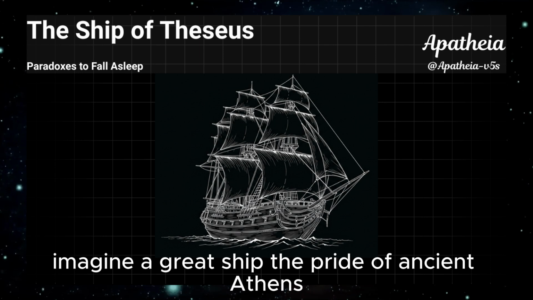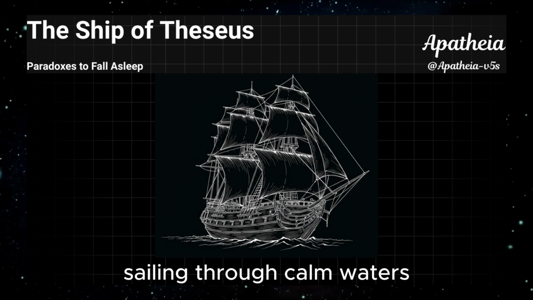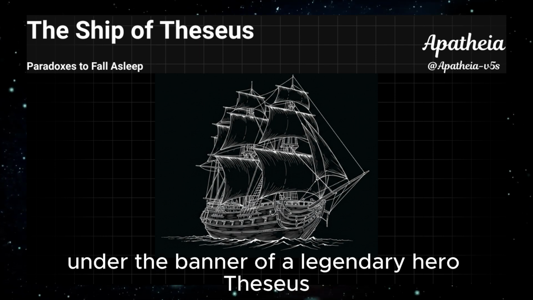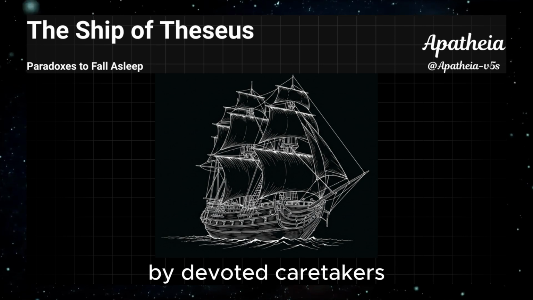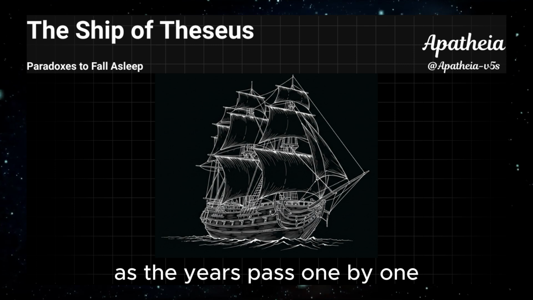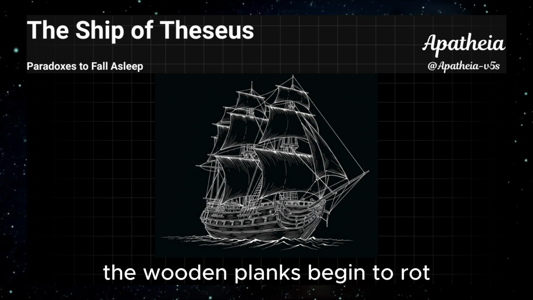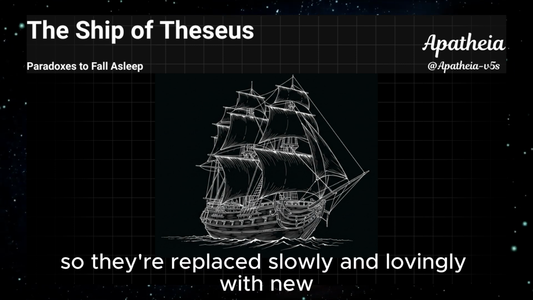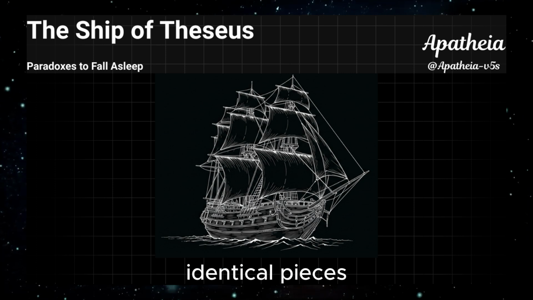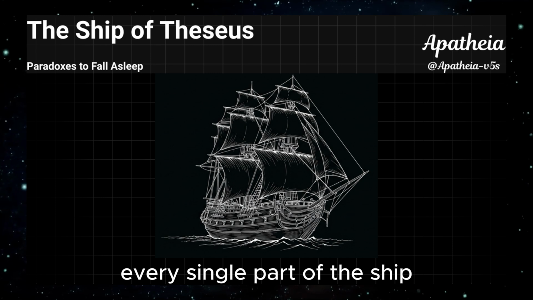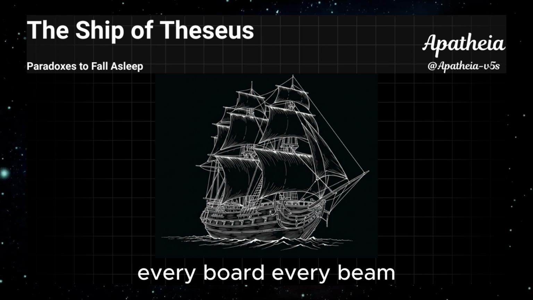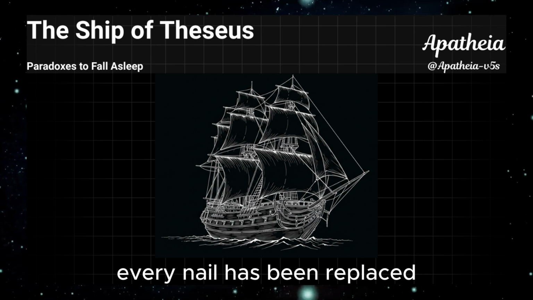The Ship of Theseus. Imagine a great ship, the pride of ancient Athens, sailing through calm waters under the banner of a legendary hero, Theseus. Over time, the ship is carefully preserved by devoted caretakers. As the years pass, one by one the wooden planks begin to rot, so they're replaced, slowly and lovingly, with new identical pieces. After a century of this careful maintenance, every single part of the ship, every board, every beam, every nail, has been replaced.